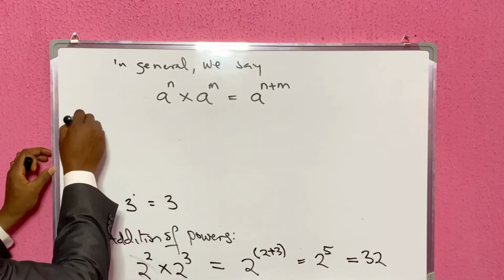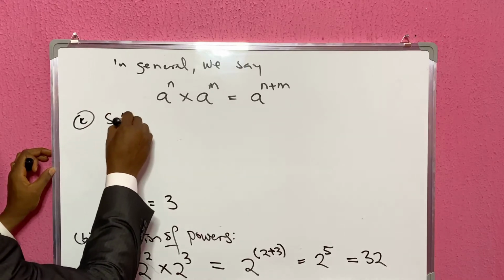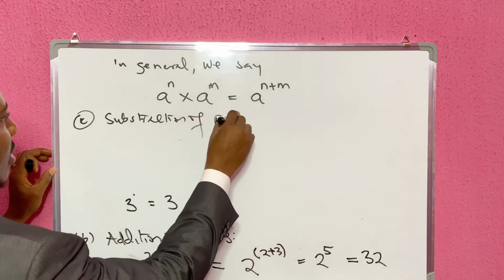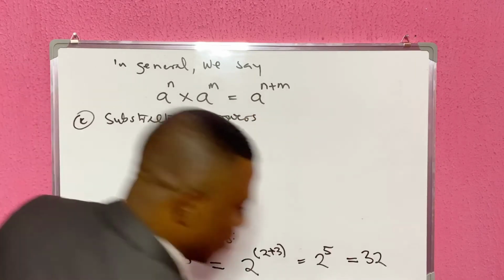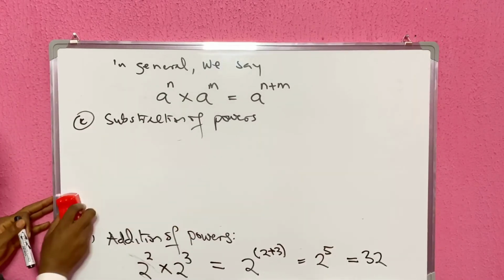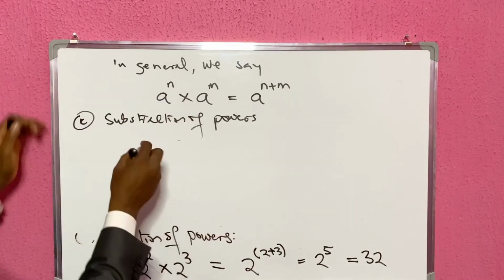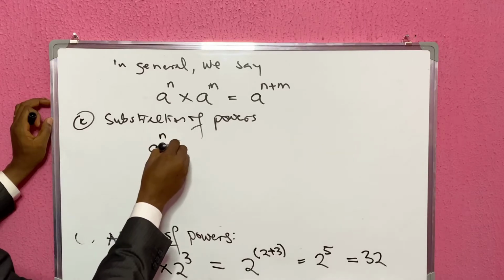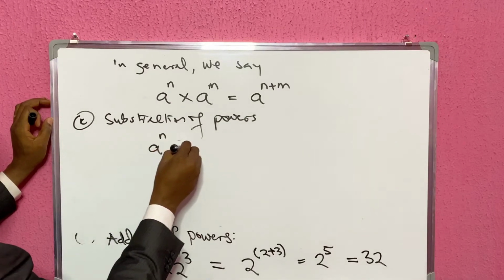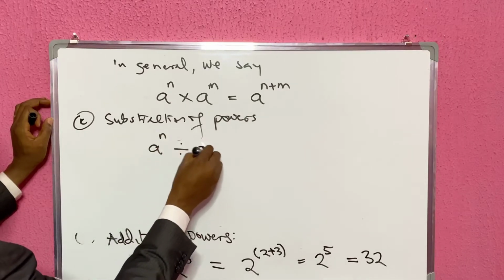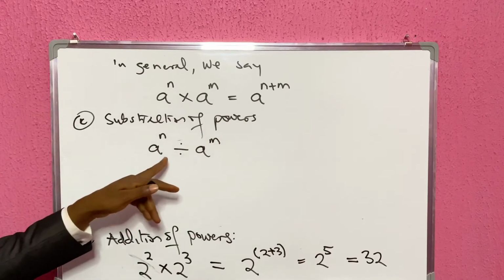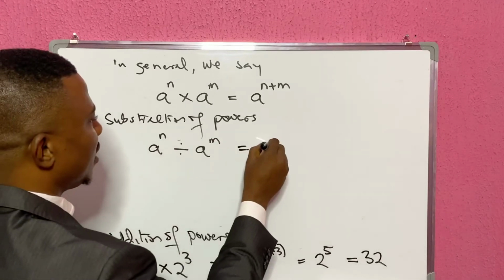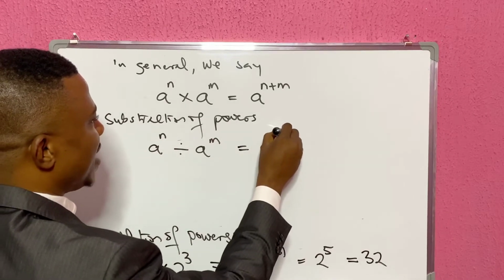Subtraction of powers. If you have a power n divided by a power m, if the bases are the same in this division case, it will give us the base to the power n minus m.